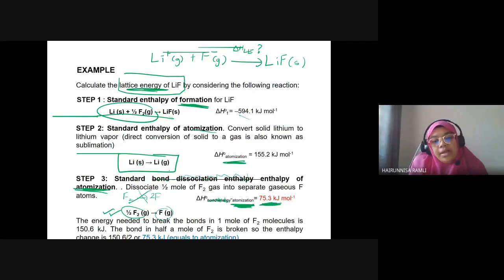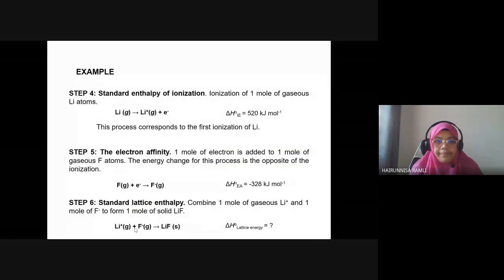But if suddenly they give atomization and ask, what is the standard bond dissociation? Just multiply by two. When you multiply by two, you get the bond dissociation. So if you use F2, you actually get 150.6 as its bond dissociation. Now, they give the standard enthalpy of ionization. Right, ionization, lithium gas produces lithium plus gas. So it is an ion, a cation, so this is IE.